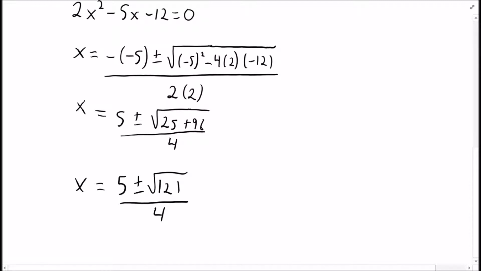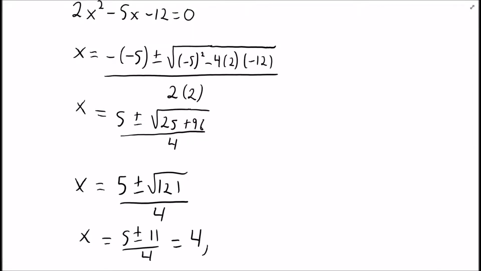The square root of 121 is 11, so that's a nice number. So x equals 5 plus or minus 11 over 4. If I add 5 and 11, I get 16, and 16 divided by 4 is 4. Or I subtract it: 5 minus 11 is negative 6, so that would give me negative 6 over 4, which would simplify to negative 3 over 2, or negative 1.5 if you like.